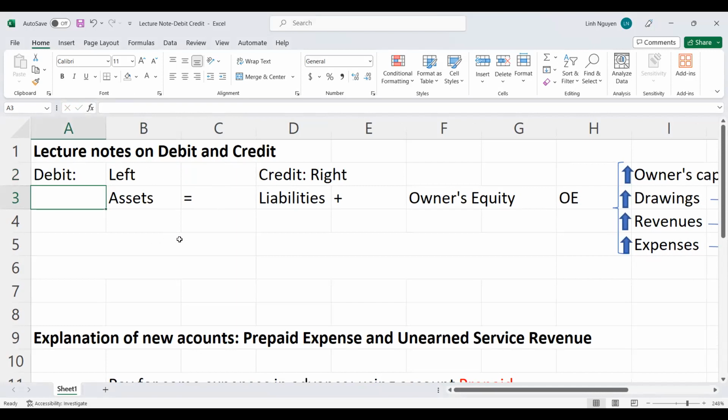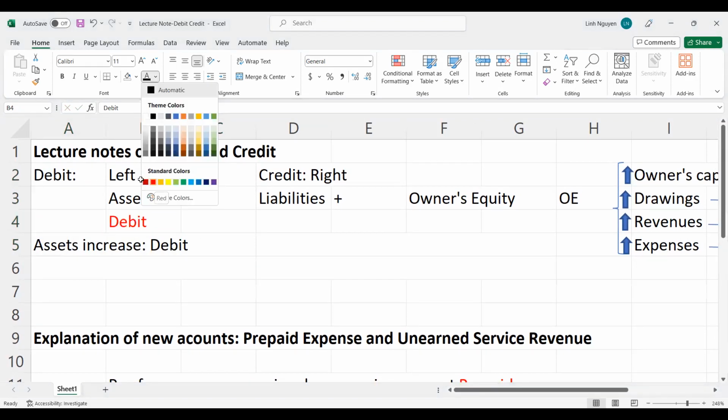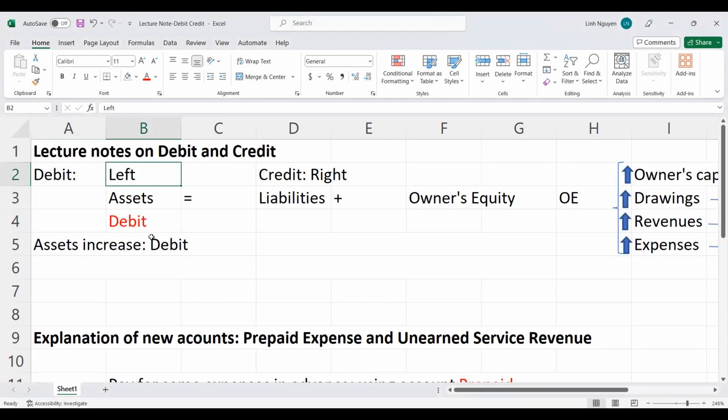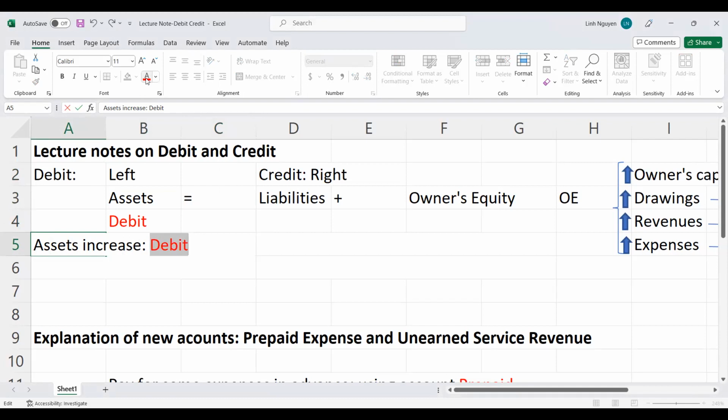So what is on the left side of the accounting equation? We call it debit. For example, assets. Assets is on the left side of the accounting equation. So when assets increase, we debit. Because debit means left, what is on the left side, we debit when it increases. So when assets increase, we debit because it's on the left side of the accounting equation.